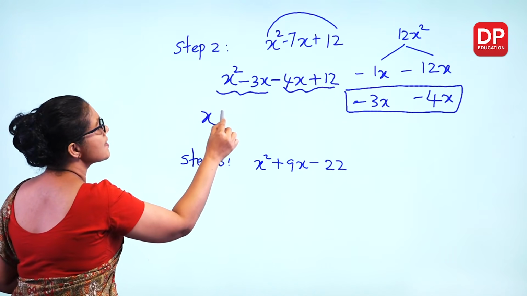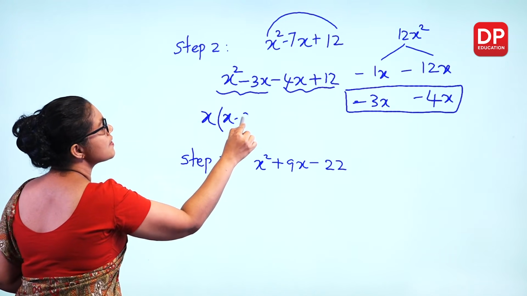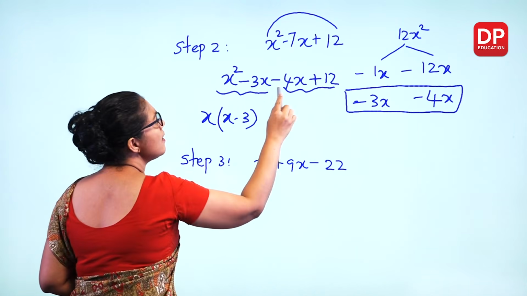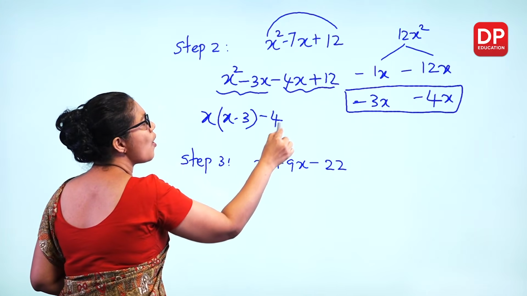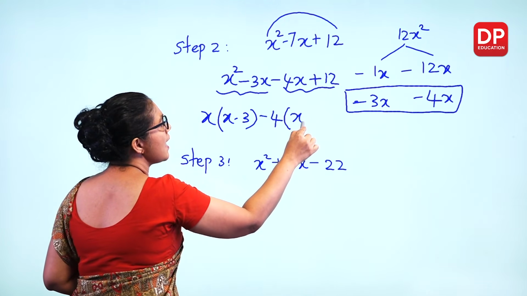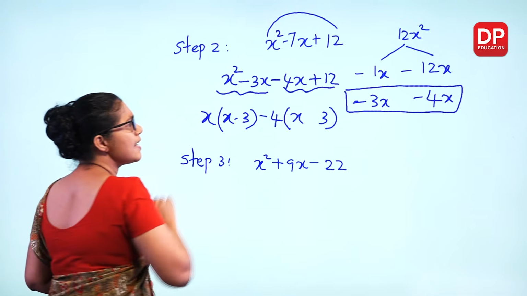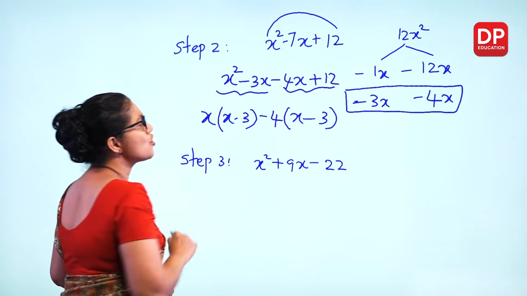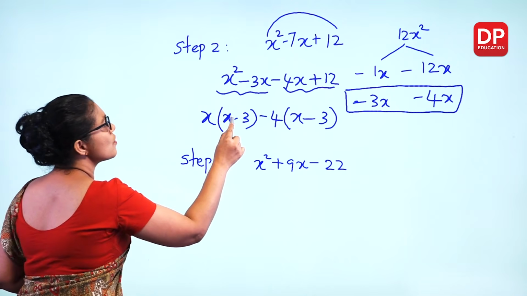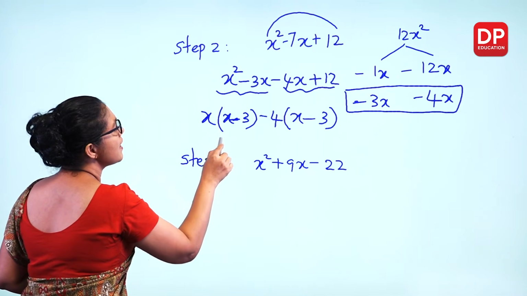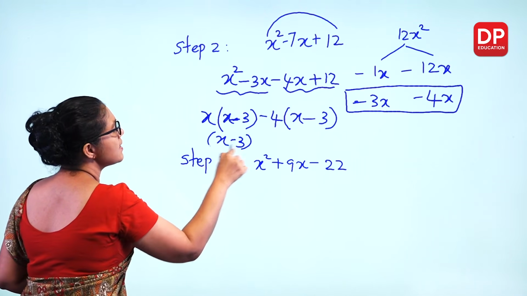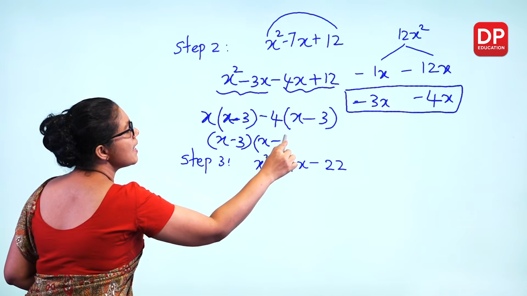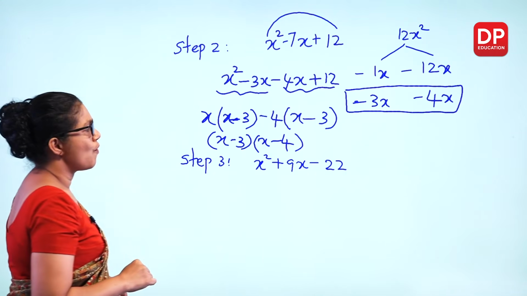I can take x out, x minus 3 is remaining. Here I can take minus 4 out. What's remaining? x and 3. What's the sign here? I have taken the minus sign out, so this should be minus. So here x minus 3 is again common. I can take it out. What's remaining? x minus 4.